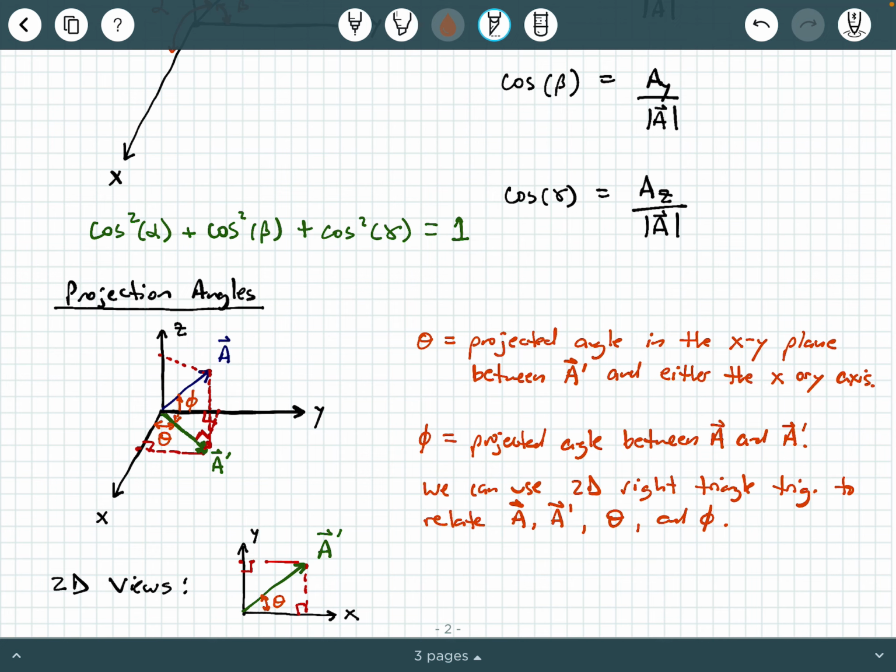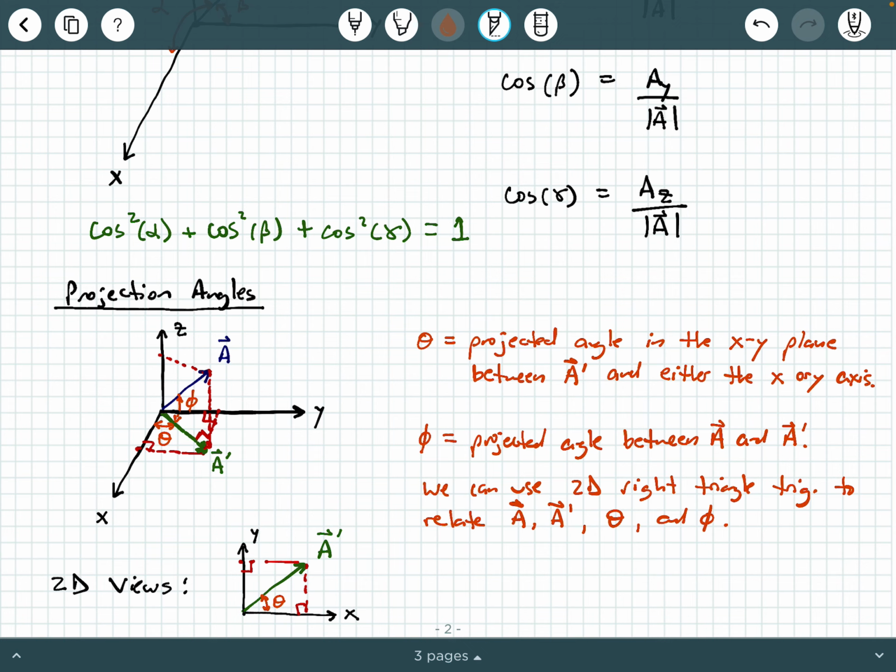So again, you can break a 3D figure down into multiple 2D figures to help yourself visualize things. So where would regular A be in this 2D figure? Well, it's coming out of the screen at you, right? It's hovering at an angle phi above A prime, okay? So that's how we can help ourselves visualize this.